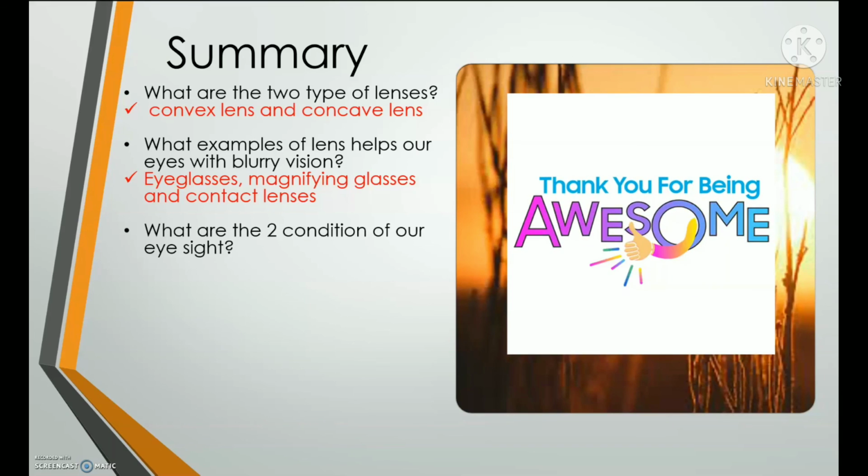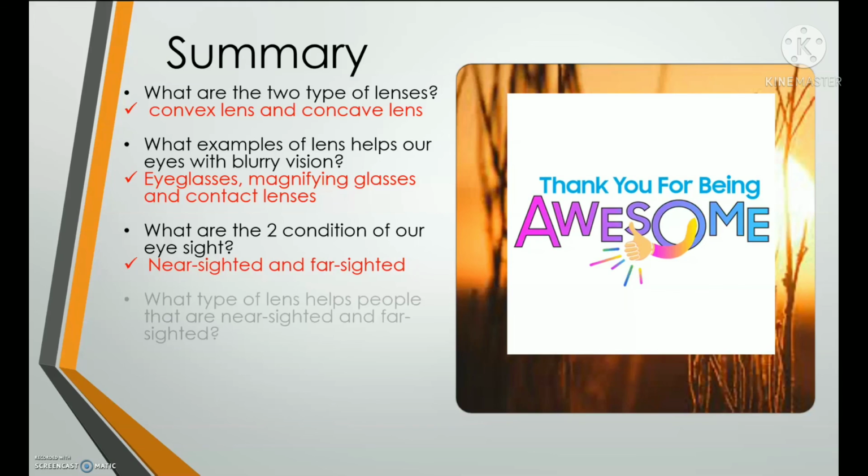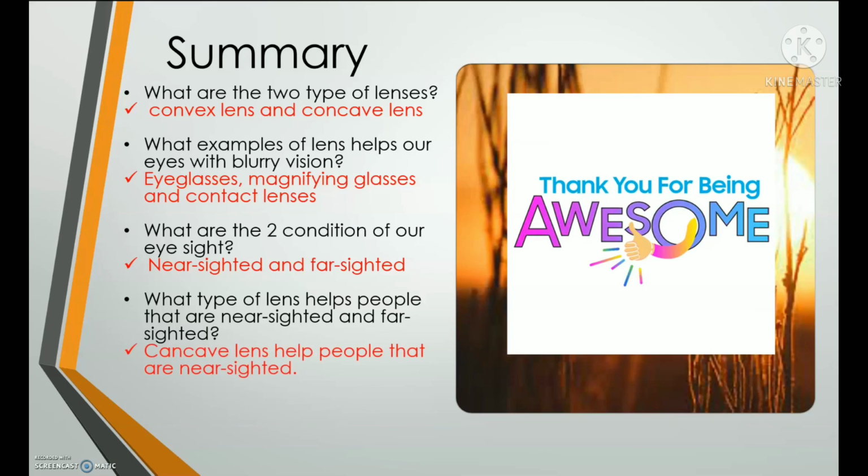What are the 2 conditions of our eyesight that we mentioned in this topic? Very good. Nearsighted and far-sighted. And what type of lens helps people that are nearsighted and farsighted? Very good. Concave lens helps people that are nearsighted. Convex lens helps far-sighted people.